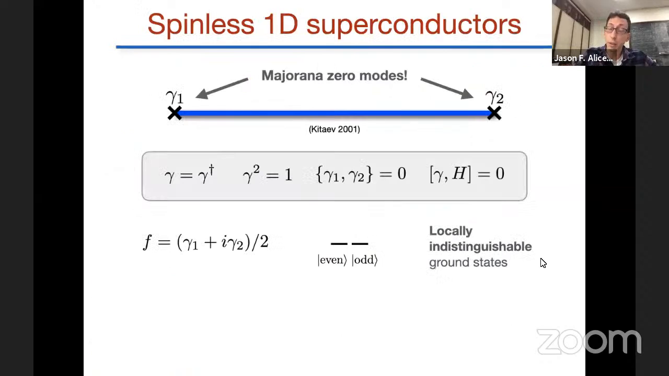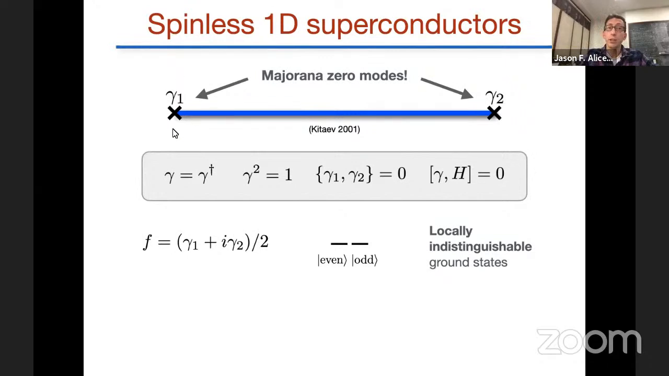Okay, so in particular, the simplest platform that harbors non-abelian anyon physics by far, I believe, is a spinless one-dimensional superconductor. So if you take a system of spinless fermions, confine them to one dimension, and then gap them out by Cooper pairing, you will get an exotic topological superconducting state that is fully gapped in the interior, but supports so-called Majorana zero modes, one at each boundary of the topological superconductor.